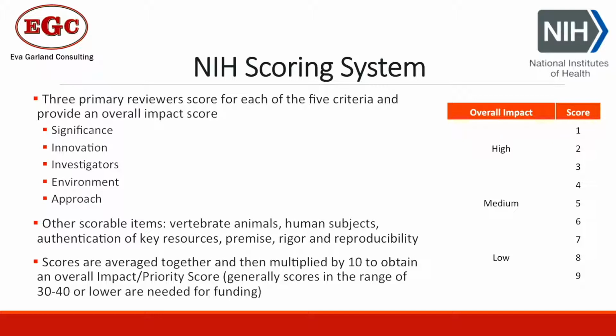So then you take those scores, average them together, multiply by 10 to obtain your overall impact priority scores. And again, generally you want to stay up here pretty high.